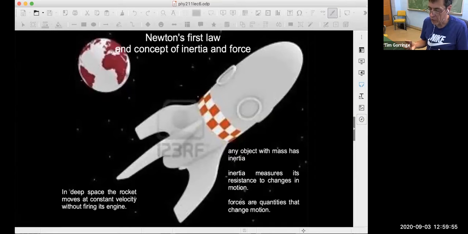And we think of that inertia, that mass, that amount of matter, as a measure of the resistance to having the rocket's motion or my motion changed. And we think of forces as these quantities or agents that can change the motion of an object. And so that's a deep understanding of motion, what causes motion, that's embedded in Newton's first law.